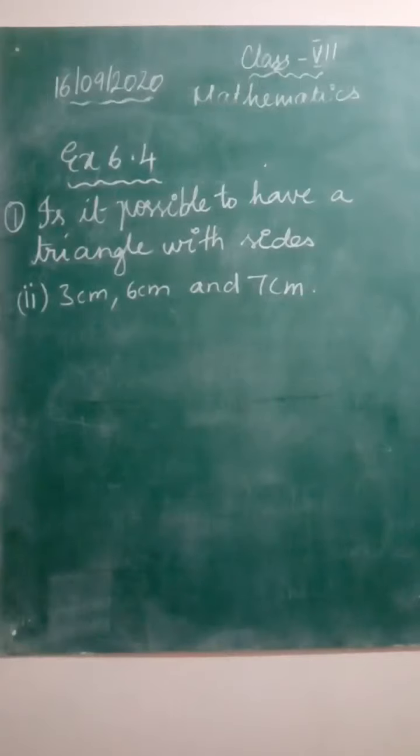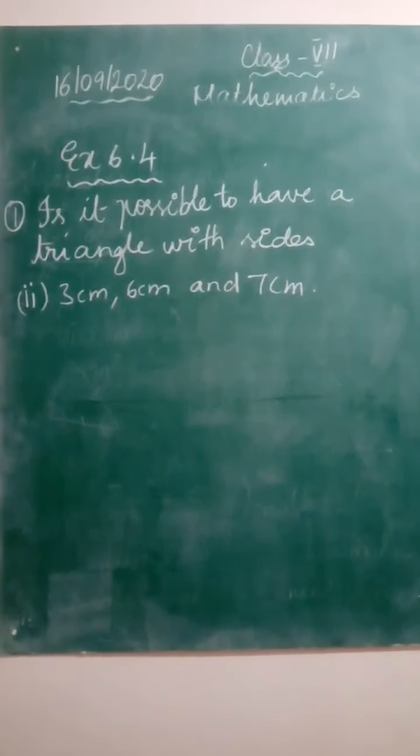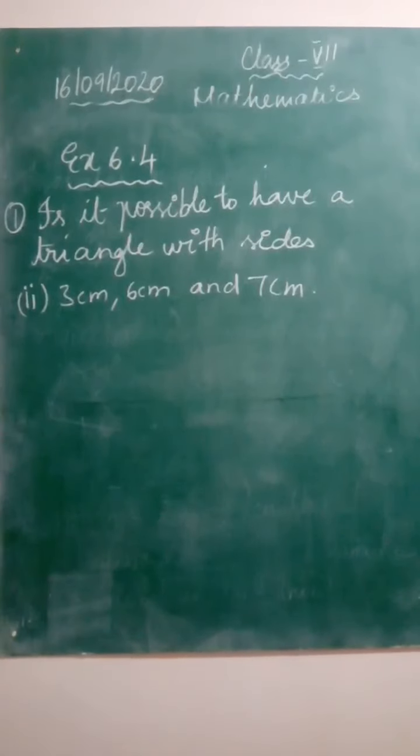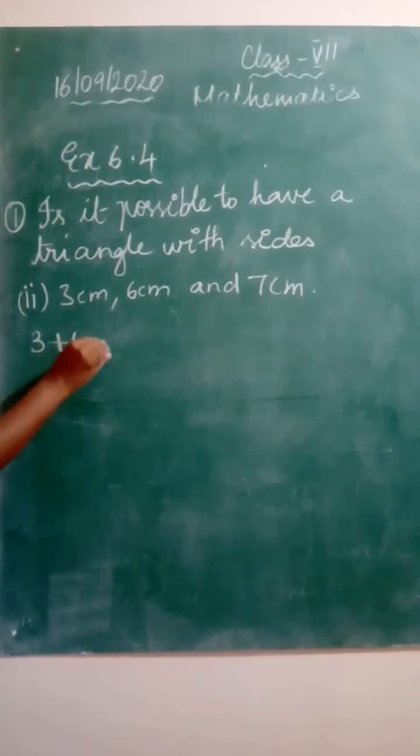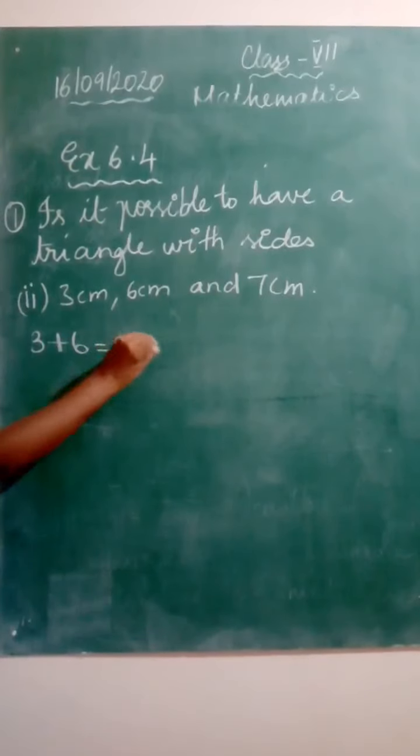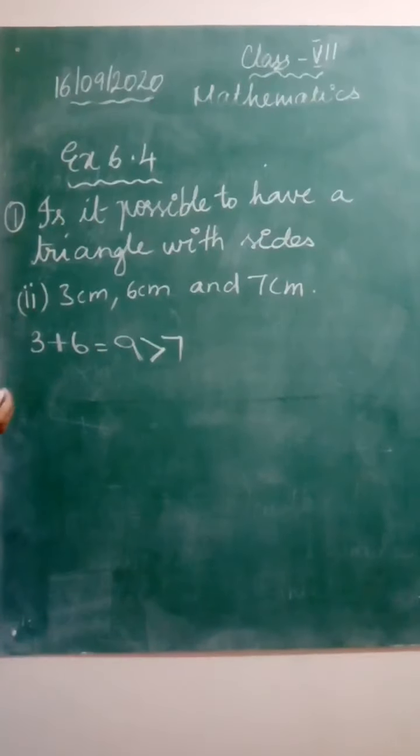Look at the first question from exercise 6.4, second subdivision. Is it possible to have a triangle with sides 3 cm, 6 cm and 7 cm? Okay. So now first we have to use the third note that we have learnt. That is, we have to check the sum of two sides. Now let me take 3 plus 6. What is that? 9. 9 is greater than 7. Okay. Take the next two sides.